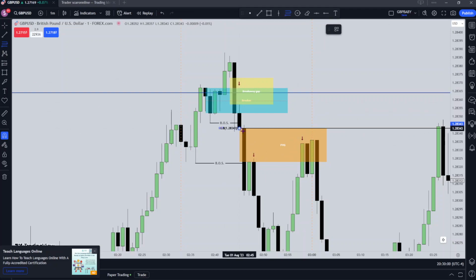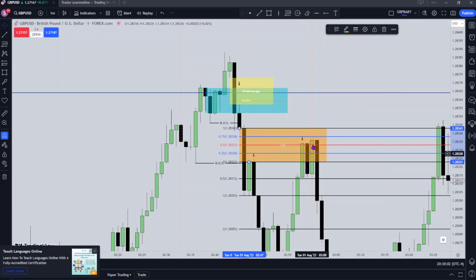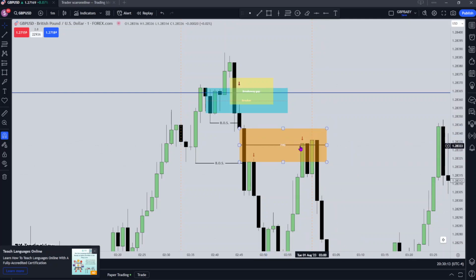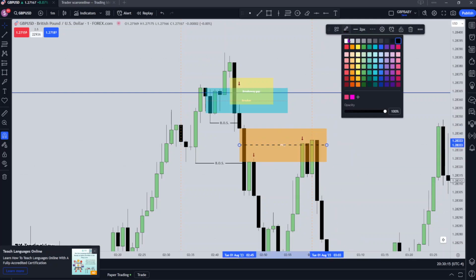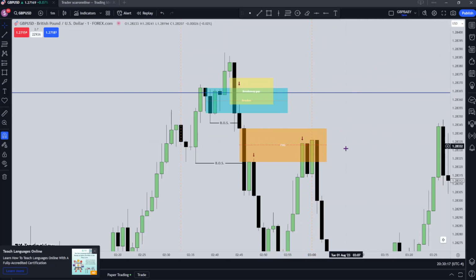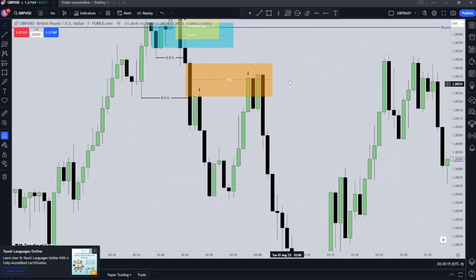We'll also mark out the 50% level off that, and look how price respects it. Although we trade just a bit above it, look how we displace away from that. That's what we like to see. There, so we have entry there.